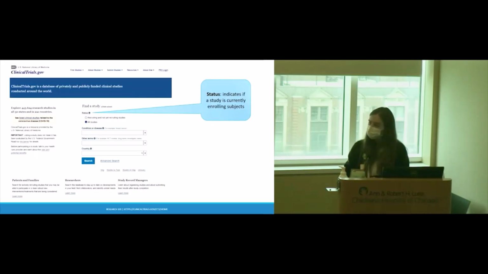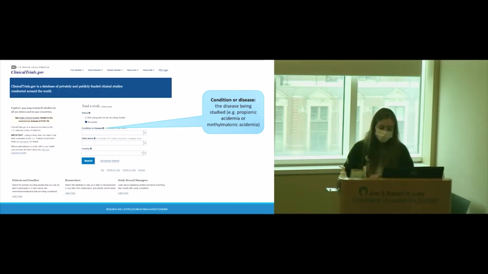On the homepage of clinicaltrials.gov, you can start with deciding what you want to search for. The first thing to search for is the status of a clinical trial. So that indicates if a study is currently enrolling subjects. So you can pay attention to that piece. Sometimes if you do a search and you click all studies, then studies will show up that have already concluded or no longer have spots filled for them. On here, you can select recruiting and not yet recruiting trials to filter for studies that are currently looking or getting ready to look for subjects.